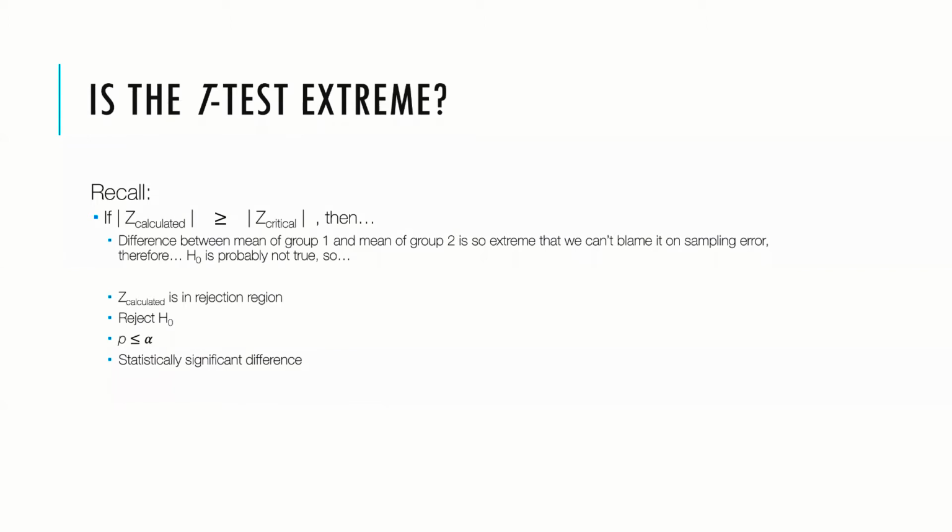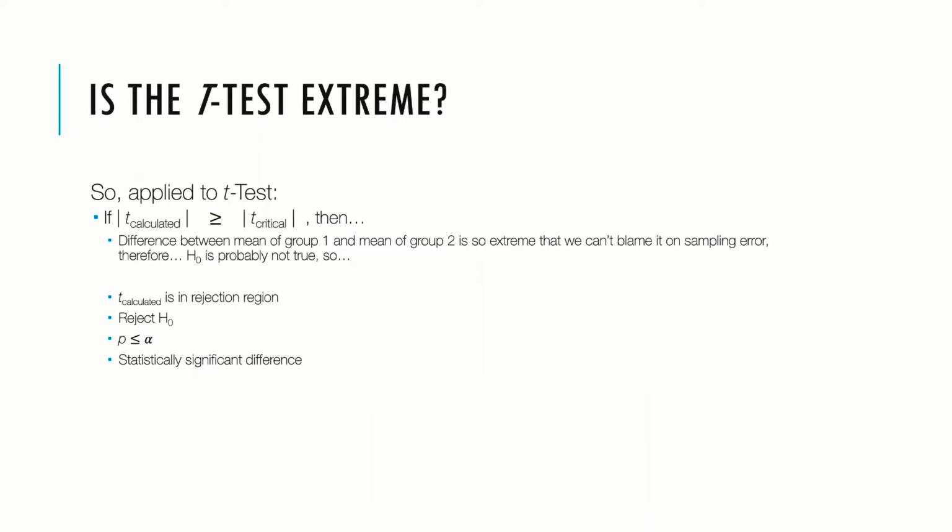So recall that we did this. If the z calculated is greater than z critical, then the difference is large enough to be counted as extreme. We can't blame it on sampling error. That means our z is going to be in the rejection region, therefore we reject. Therefore p is less than alpha, therefore we have a statistically significant difference.